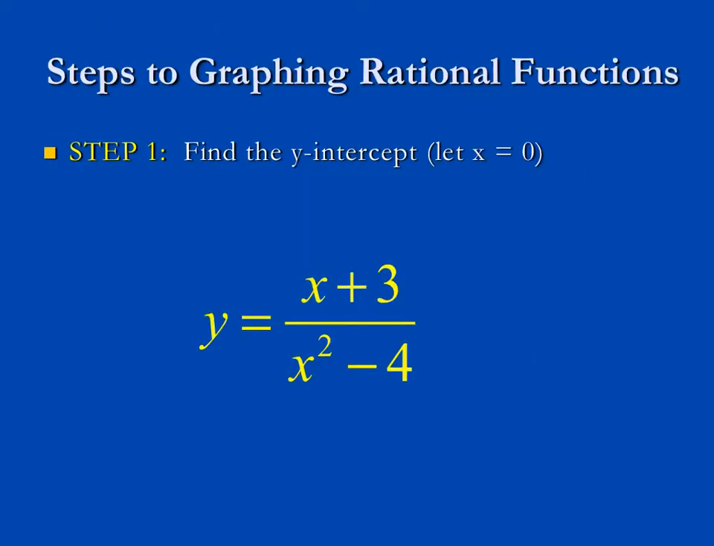Now that you have all of the steps written down, let's see how we apply them. So step 1 is to find the y-intercept. We've been doing that for years. We let x equal 0, and that gives a y-intercept at -3/4. So we now have one point that we can plot for this rational function.